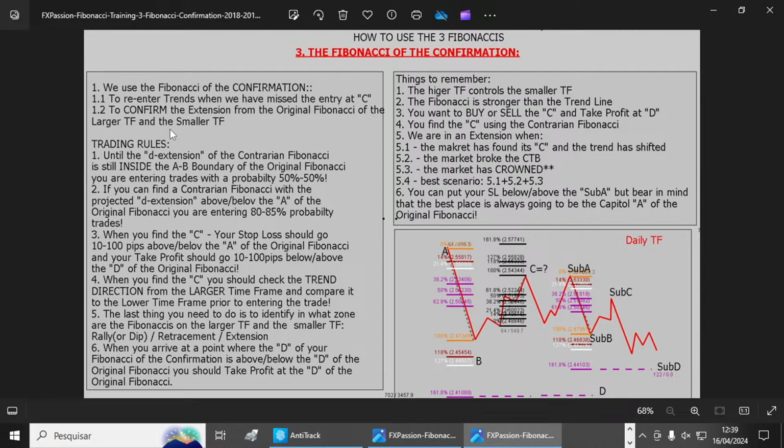All time frames. And use it to confirm the extensions from the original Fibonacci on the larger time frame and the smaller time frame. So the numbers 1, 2, 3, 4, 5 are the same. The addition is number 6. When you arrive at the point where the D extension of your Fibonacci of the confirmation is above or below the D extension of the original Fibonacci, you should profit take at the D of the original Fibonacci.